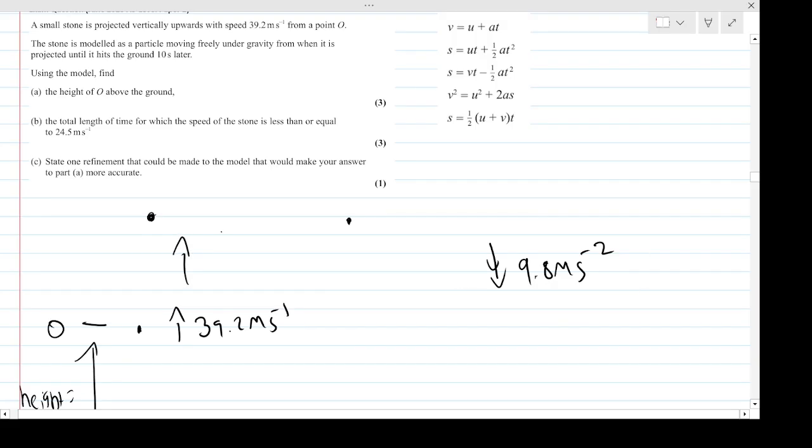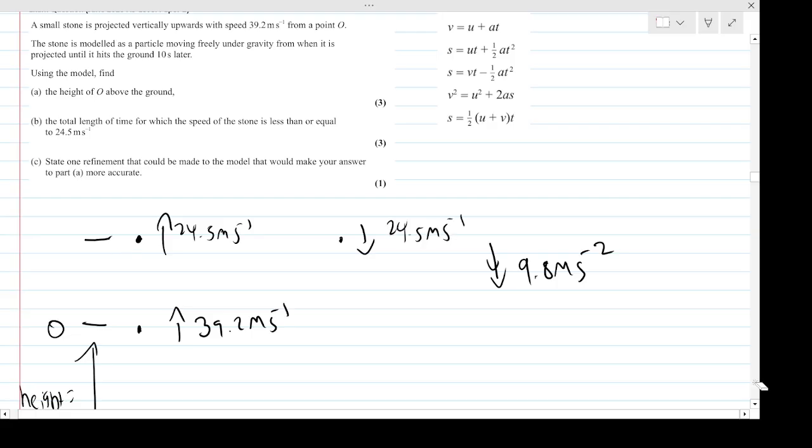When it moves up, it goes slower and slower, then it goes to 0, then it comes back down. So this particle, when it goes up, the instant it reaches a speed of 24.5 meters per second, and then when it comes back down, it will have speed 24.5 as well.